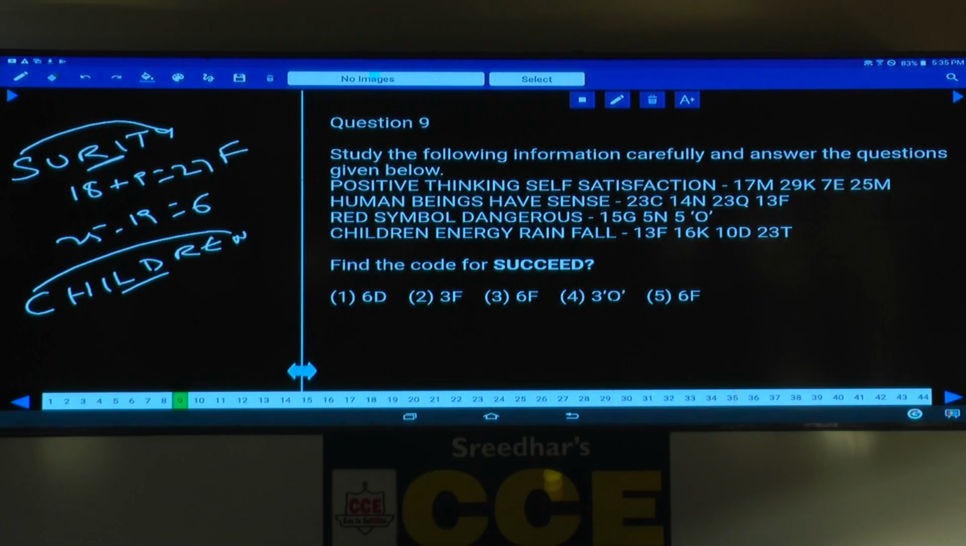Then question number 9. Now in this word succeed, S-U-C-C-E-E-D, how many letters are there? 7. Hence directly take the middle value, that is C. Now the difference between 19 and 4 is 15, and the 15th is O. Hence 3O, that is choice 4. Done with this, question number 6 to 9. For an even number letter, the middle two letters are added, and in the case of an odd number letter, the middle letter is taken, and the difference between the first and the last letters.